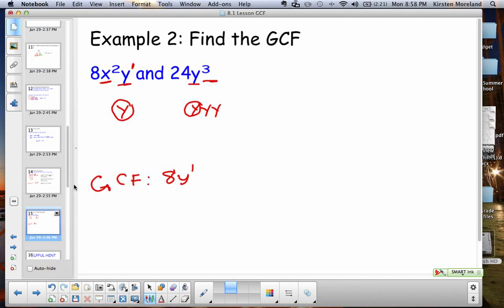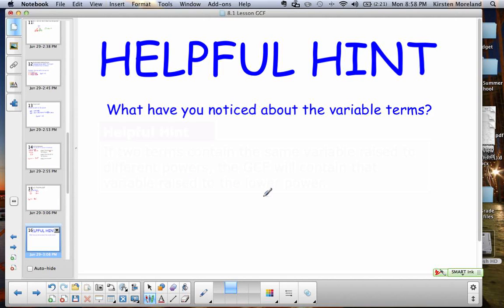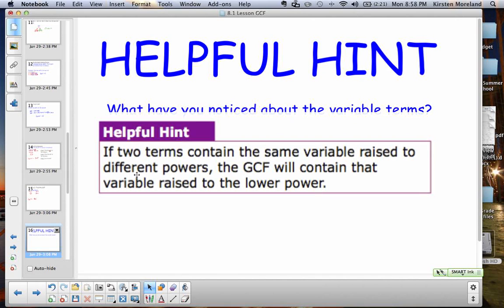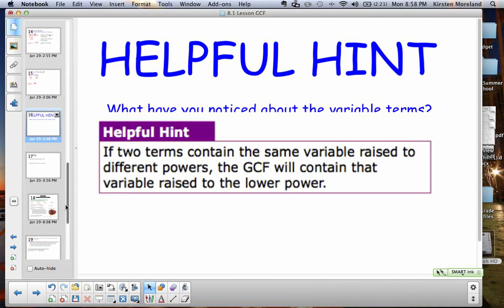And again, this is what I've been saying the whole time for the variables. Helpful hint, what have you noticed about the variables? The two terms contain the same variable raised to different powers. The GCF will be this variable raised to the lower power. So you just have to pick the lower power for that.